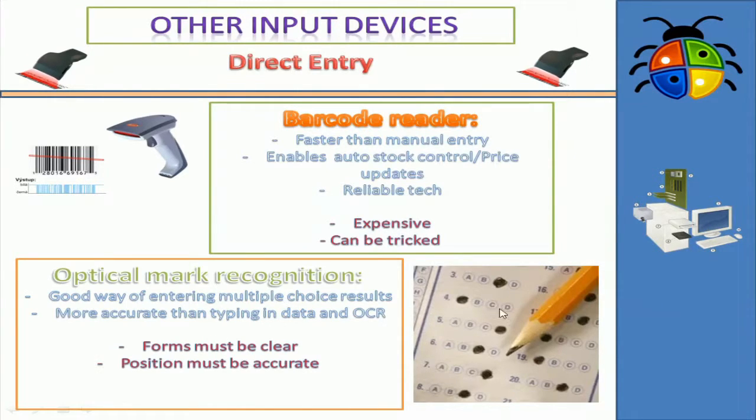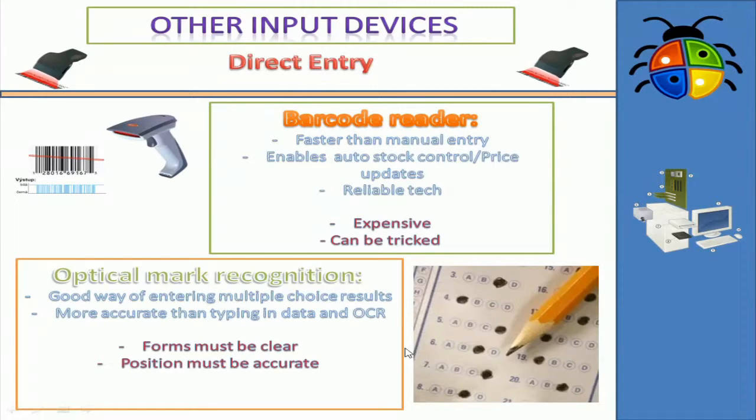Next one here is, it's not a very good picture actually. So this is the papers, but you can have a scanner that's going to check this for us. And this is called optical mark recognition. Often in the exam they'll just say OMR. So you do have to know what this is.